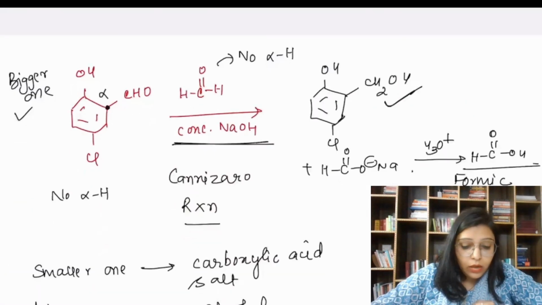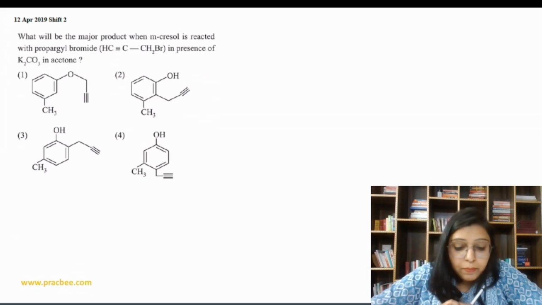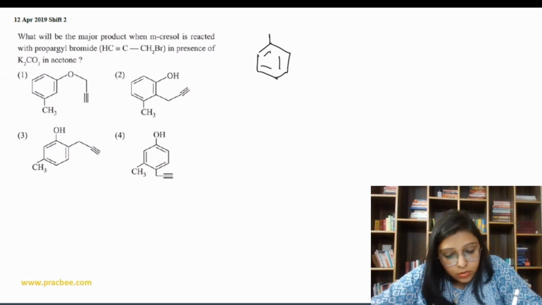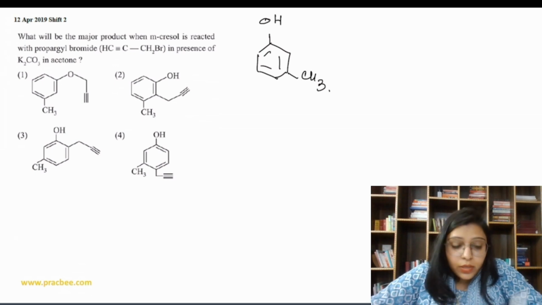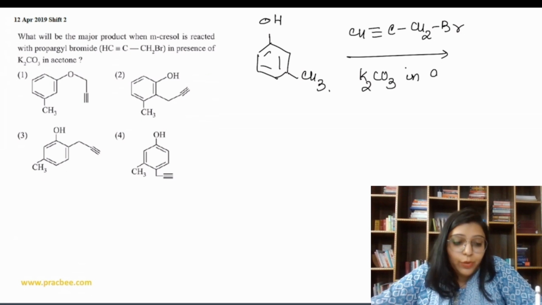Clear? Now moving on to the next question, we have: what will be the major product when metacresol is reacted with propargyl bromide? Metacresol. So OH and CH3. Okay? So this is metacresol. Reacts with what? Propargyl bromide. So CH triple bond C and this is CH2Br in presence of K2CO3 in acetone.